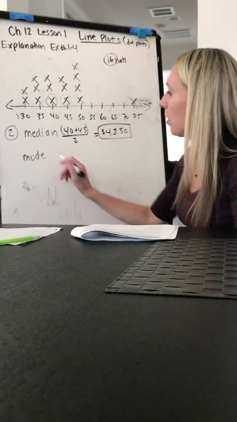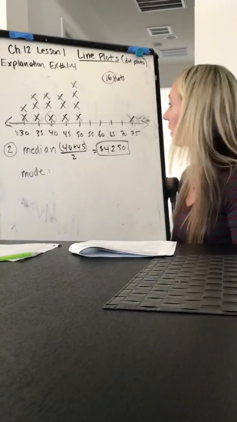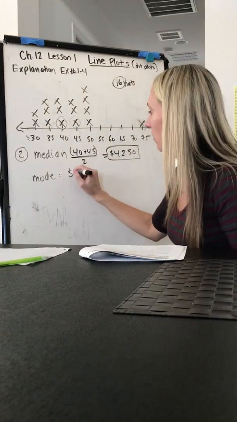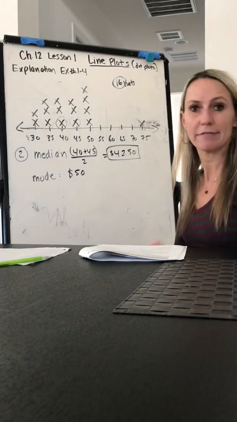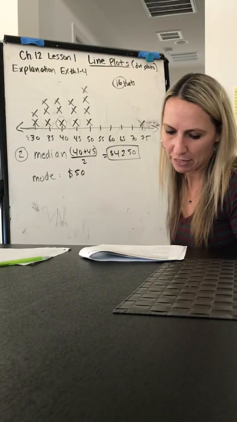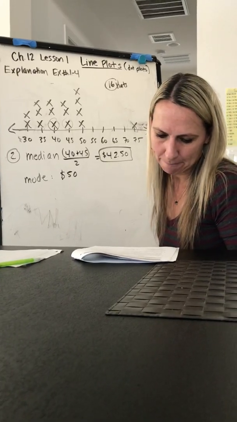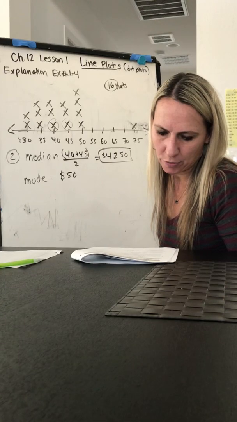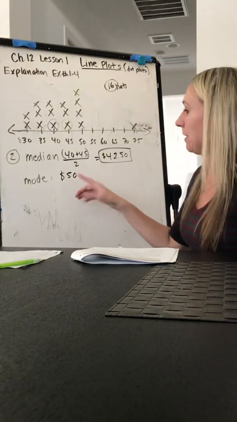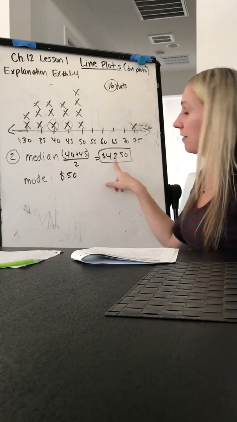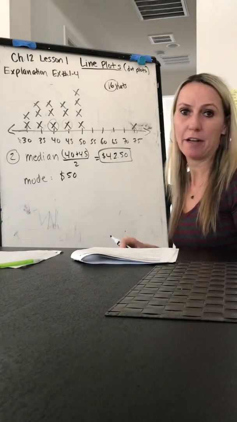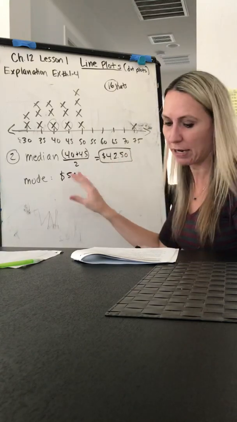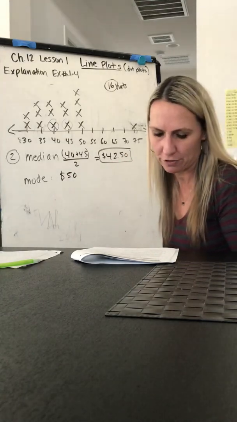So, okay, the mode is the one that occurs most often. So we can see that 50 had 4 hats. So $50 is the price that occurs most often. And then it says, let's see, describe. So basically, here's your mode. Here's your median. This is the middle hat price, and this is the most hats. The most number of hats were $50. You can write that in English words if you're asked to describe it.